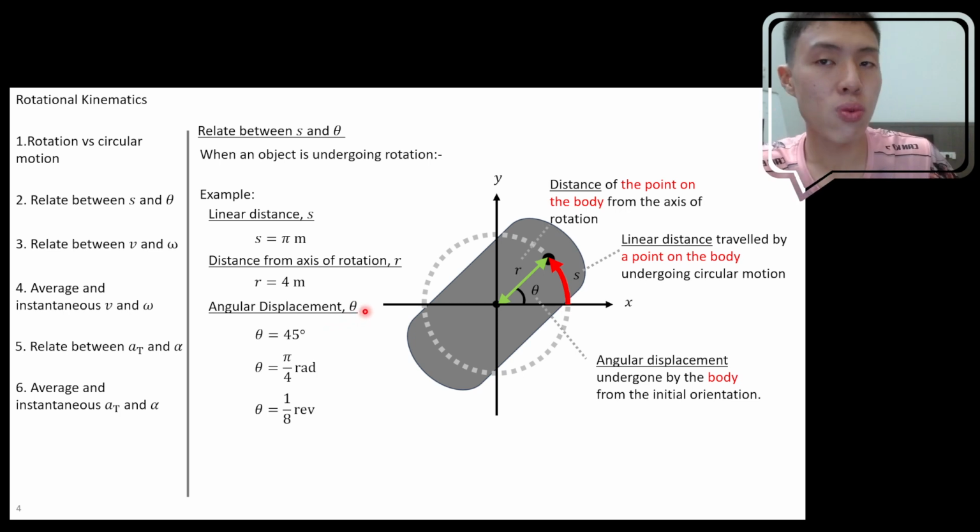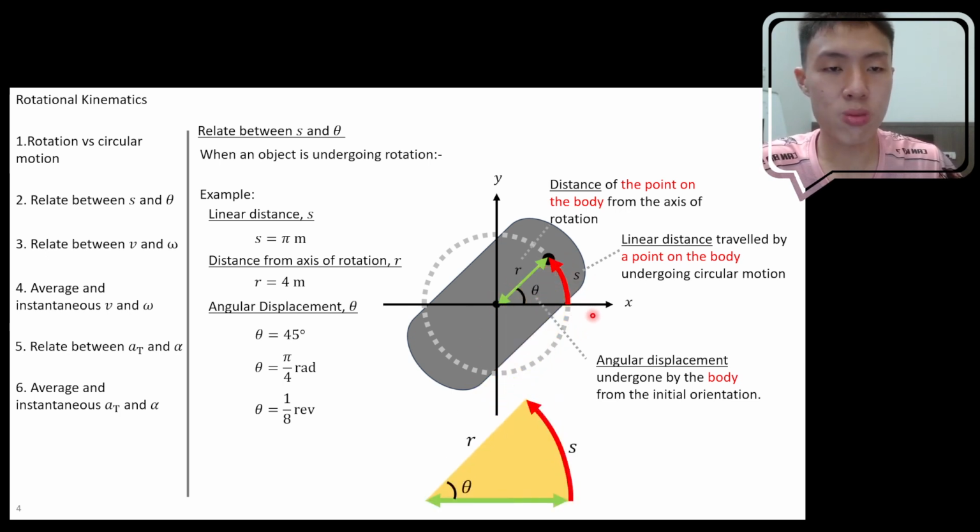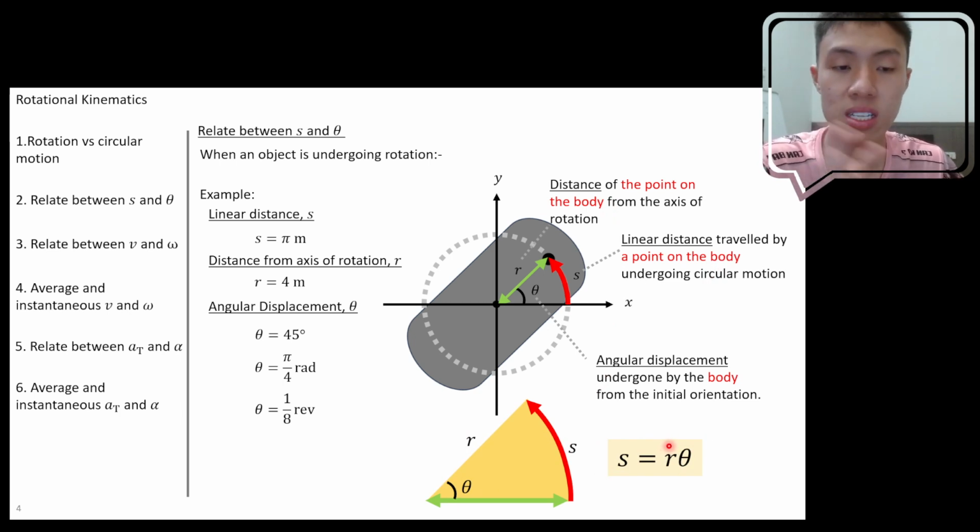Similar to what you learned in circular motion, for this piece of pizza, or this arc or sector over here, you can form a relationship between the linear distance, the distance of the point of the body from the axis of rotation, and the angular displacement. These three variables can be connected together through this equation: S equals R theta. This is what you learned in secondary school, and also in the previous chapter.